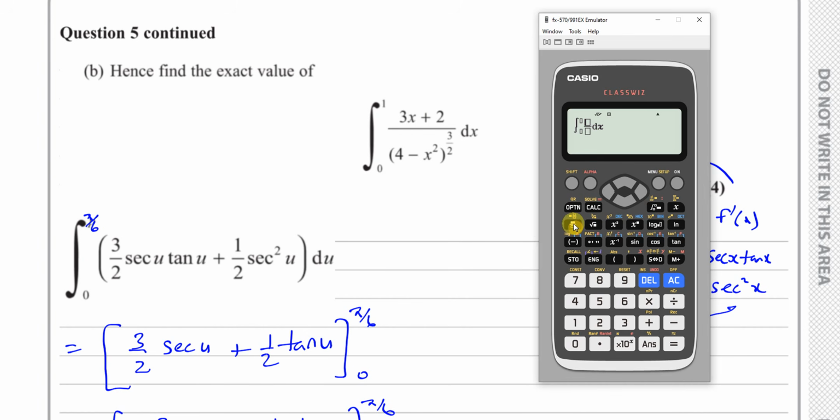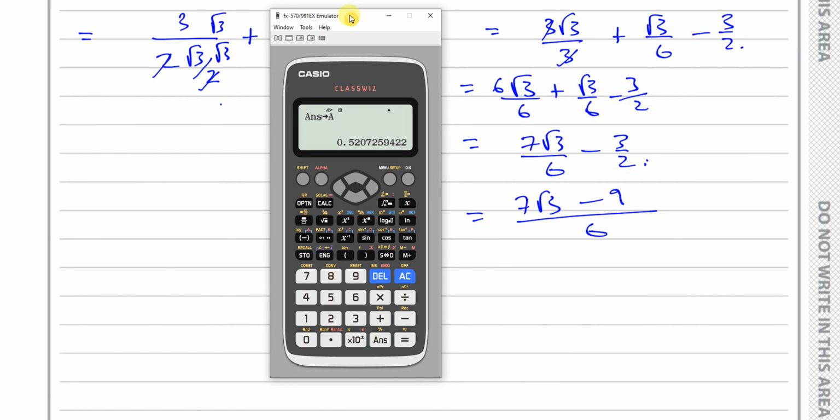We can put our fraction 3x plus 2 in the numerator over 4 minus x squared, close that bracket, to the power of 3 over 2. Okay, and we got the limits as 0 and 1. And when we press equals, it gives us 0.5207. So let me store that as A. Okay, that's stored.